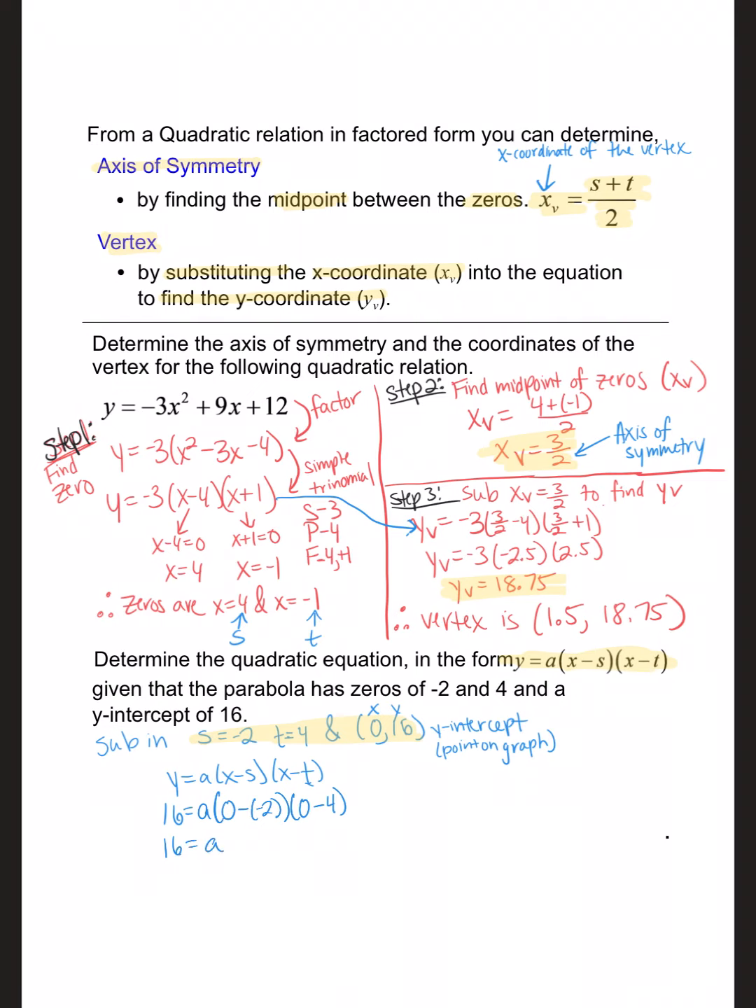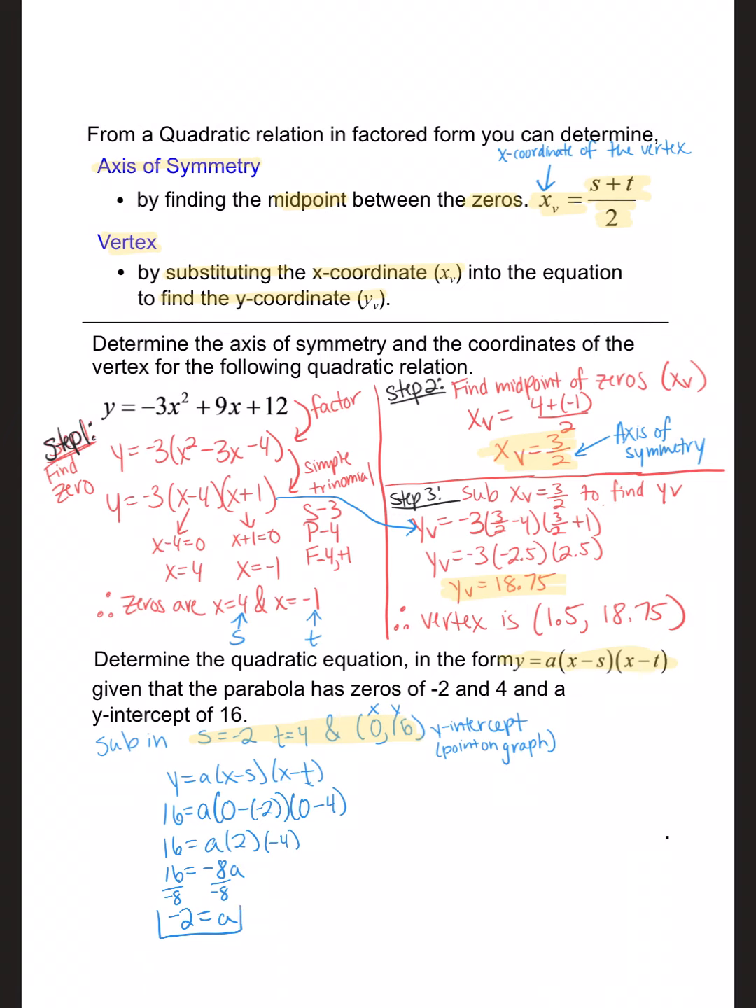So 0 minus a -2 is going to be 0 plus 2, which is just 2. And 0 minus 4 is going to be just -4. And then I'll multiply 2 and -4, we'll get -8a. The last thing I can do here to isolate a is I'm going to divide both sides by -8. And so we'll get -2 equals a.